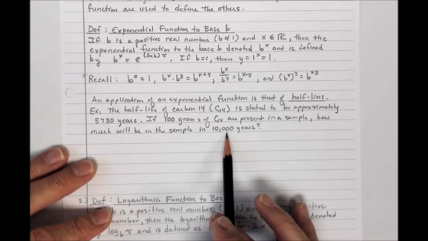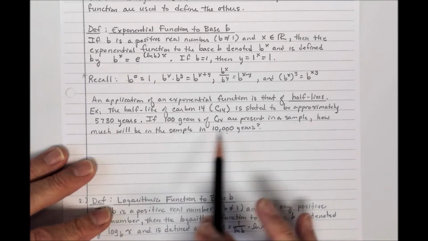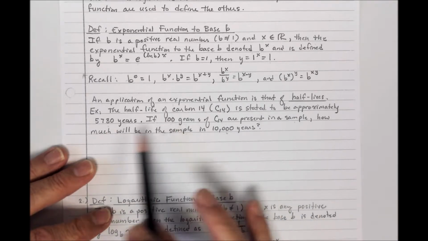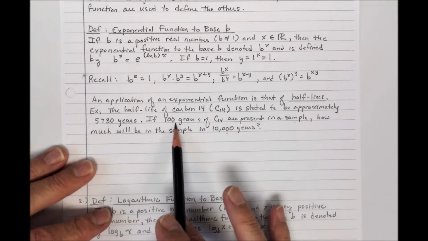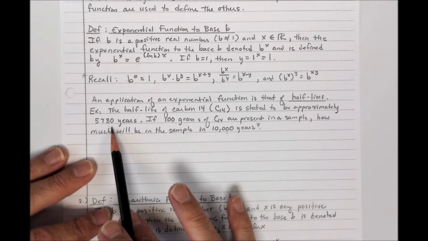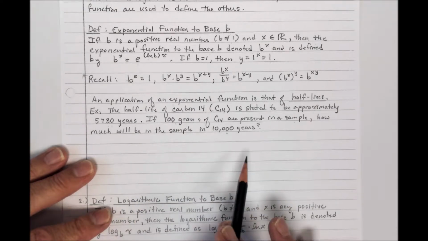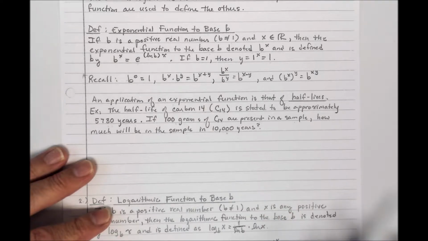Well, 10,000 years is practically 2 half-lives because the half-life is just over 5,000 years. So you've got to figure if you start with 100, after one half-life of 5,730 years you'd be down to 50, and then after another half-life you'd be down to 25. Since it's not quite 2 half-lives, I've got to think it's a little bit more than 25 grams, probably in the 30s somewhere.